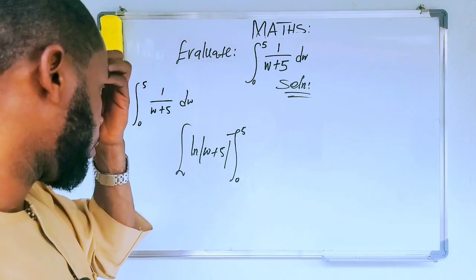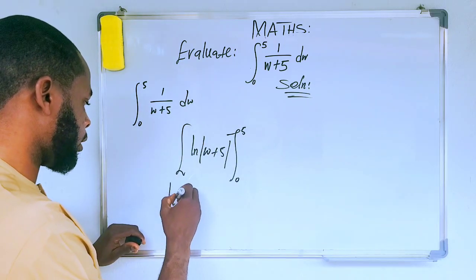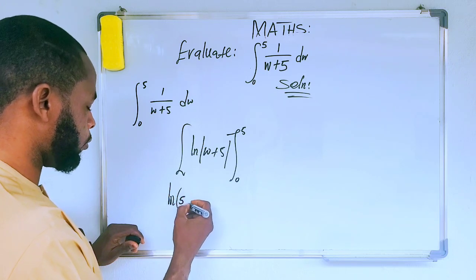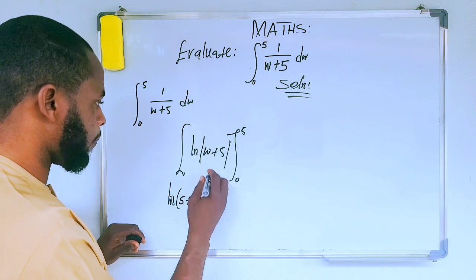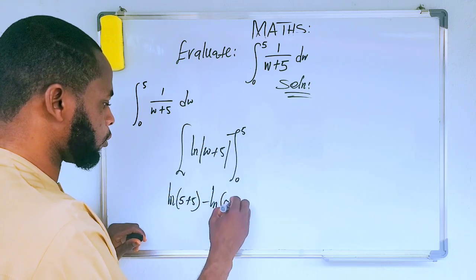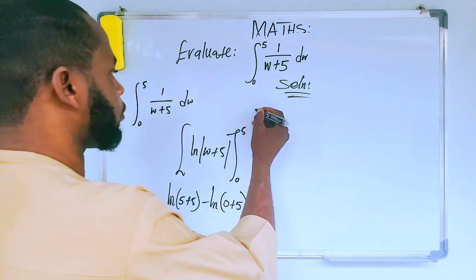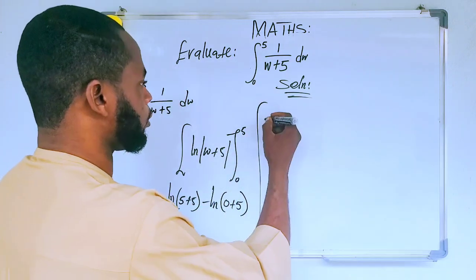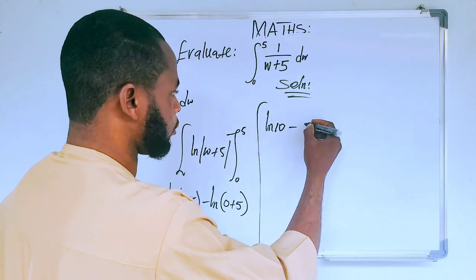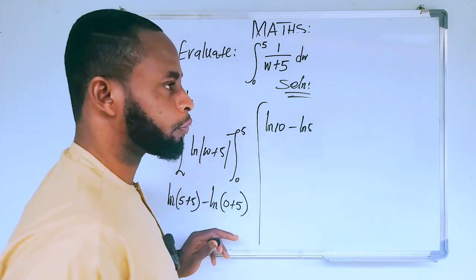Then we are going to simplify this further, and we are going to have here that ln of the upper limit 5 plus 5, minus ln of the lower limit 0 plus 5. And we simplify this further, we're going to have here ln of 5 plus 5, that gives us 10, minus ln of 0 plus 5, that gives us ln 5.